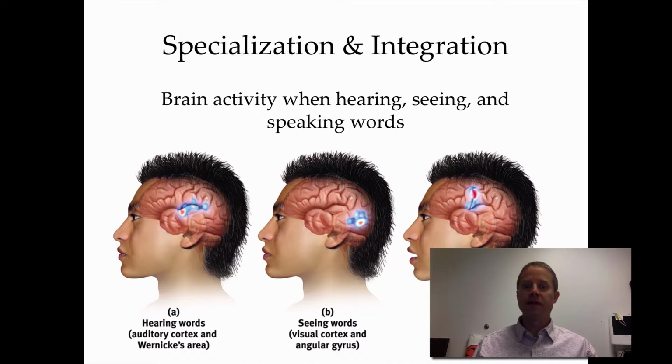What does it look like if we did an EEG while people were hearing, seeing, and speaking words? So these images are EEGs. You can see the auditory cortex is lighting up when you're hearing words. When you're seeing words, it's back here in the visual cortex or the occipital lobe. And when you're speaking words, it's up here in Broca's area in the motor cortex. So speech and understanding language involves a lot of different parts of the brain, and they all have to coordinate and work together for you to be able to properly use language.